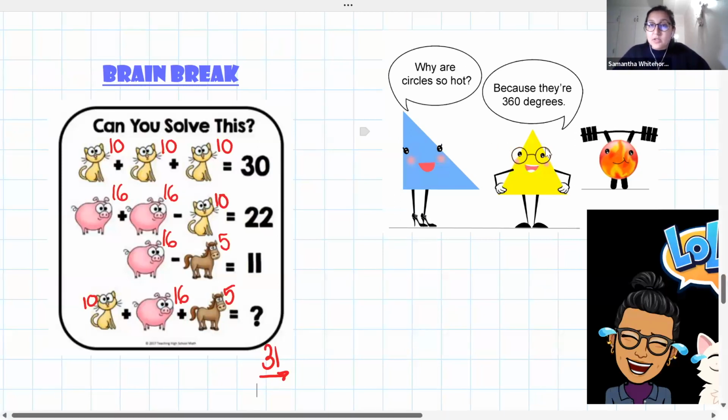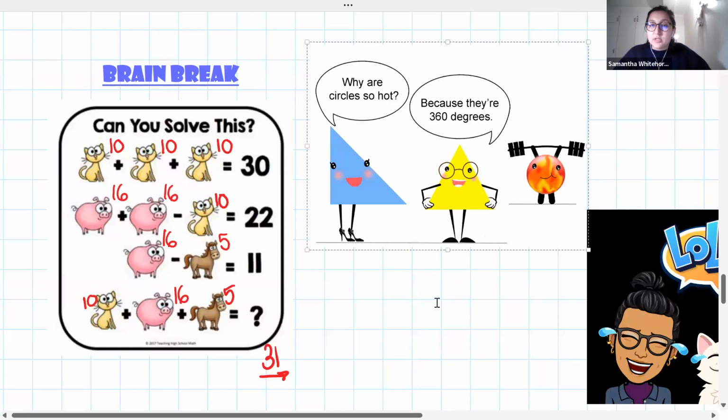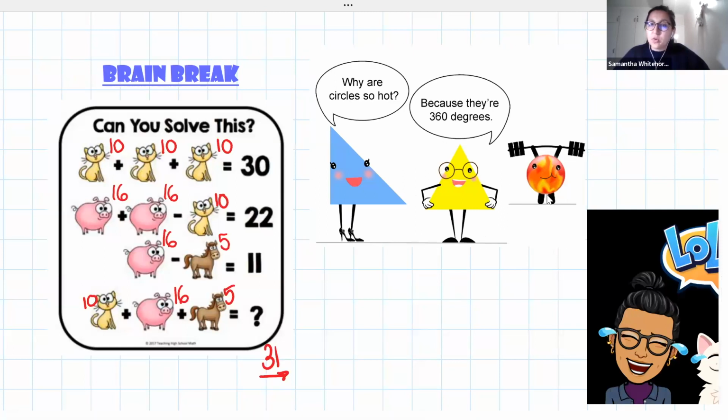The joke, why are circles so hot? Because they're 360 degrees. Guys, this is what we've been speaking about today. A whole circle, if you go all the way around it, is 360 degrees. Now, if you think about 360 degrees in terms of temperature, that is very, very, very hot. I feel like I've now ruined the punchline of the joke, but that is the joke.